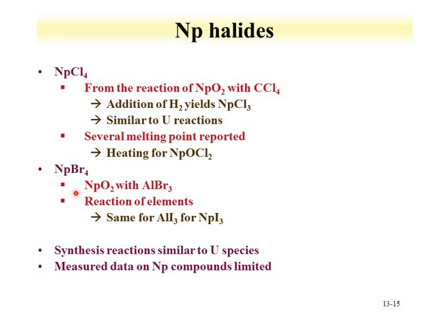The bromide can be formed by reacting the dioxide with aluminum tribromide. And if you take the elements, neptunium and iodine, they can also form neptunium iodide. Same thing with bromine, neptunium and bromine. These reactions are all similar to the uranium species. However, the measured data on the neptunium compounds is much more limited than the uranium homologs.